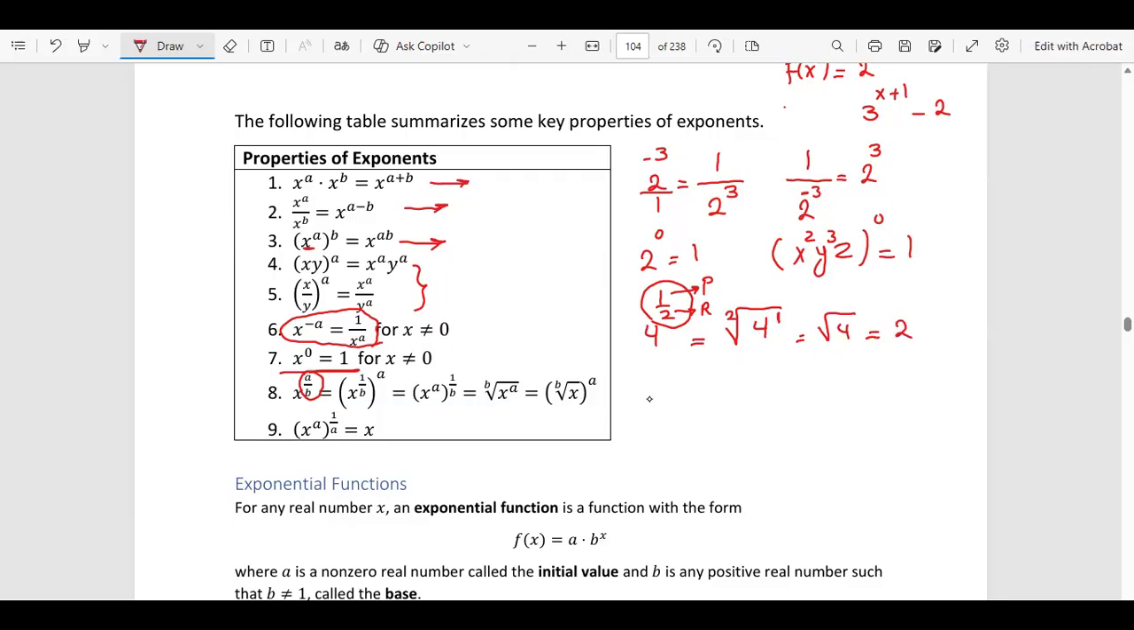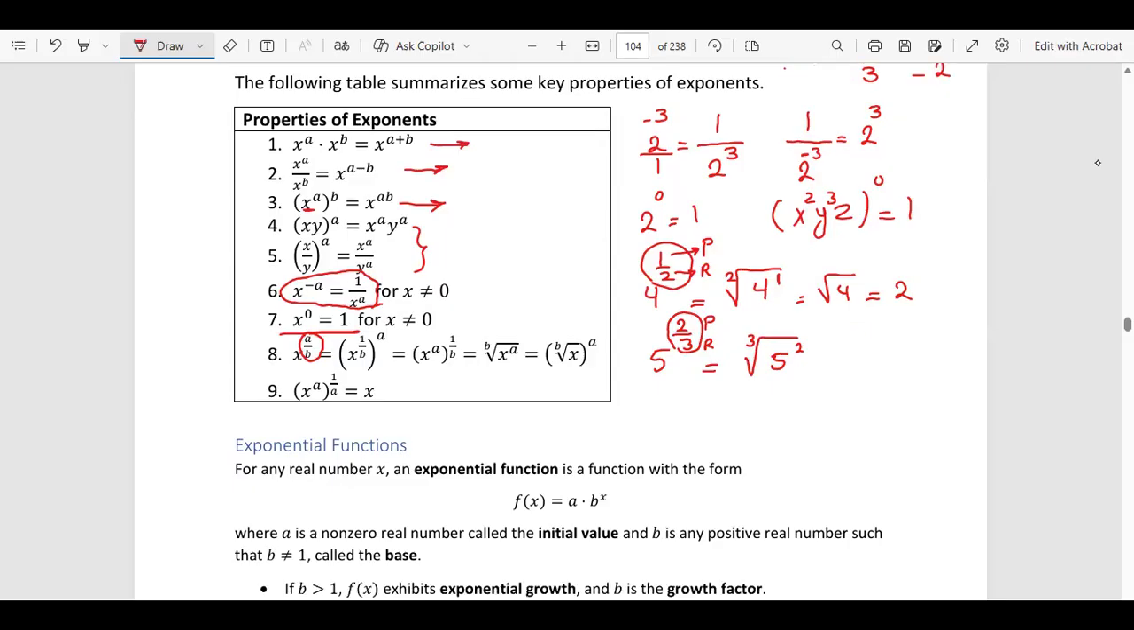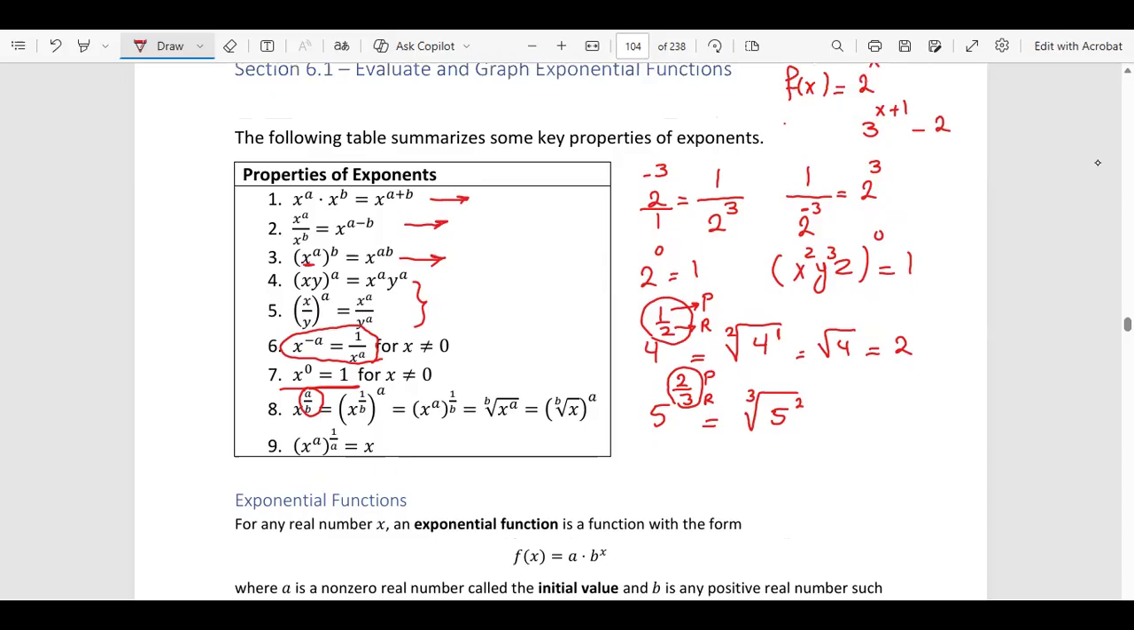If I have 5 with the 2/3 power, what does it mean? That means I have a radical 5. The power is 2, the root is 3. So when you see a fraction as an exponent, that means you have to change it to radical form. Or vice versa, sometimes you need to change radical form to exponential form. And you would see it in this video or maybe the other videos for next sections.